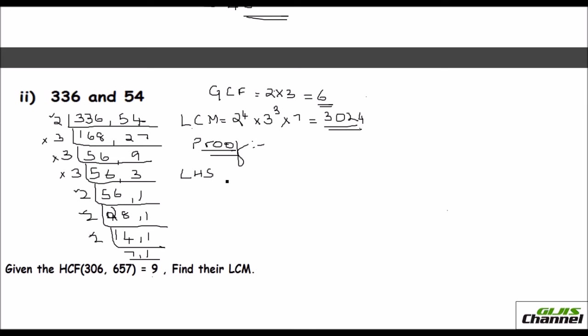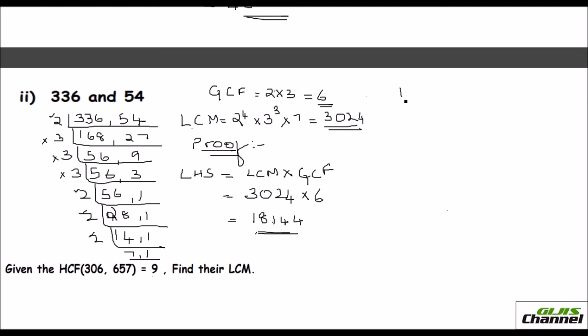LHS. So that means the LCM times GCF, right? So that is, LCM is 3024 times the GCF 6. So that will give me 18,144. Okay. So this is our LHS.